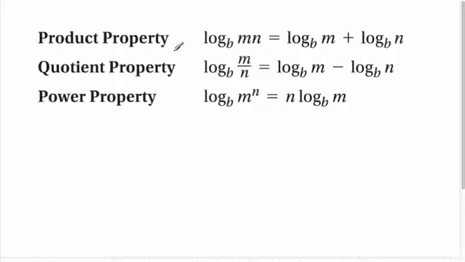You'll notice we have 3 properties here. We have the product property. So if you have a log with a base where 2 things are being multiplied inside, you can split that up into 2 separate logs, taking one of the inside pieces to one and the other inside piece to the other.